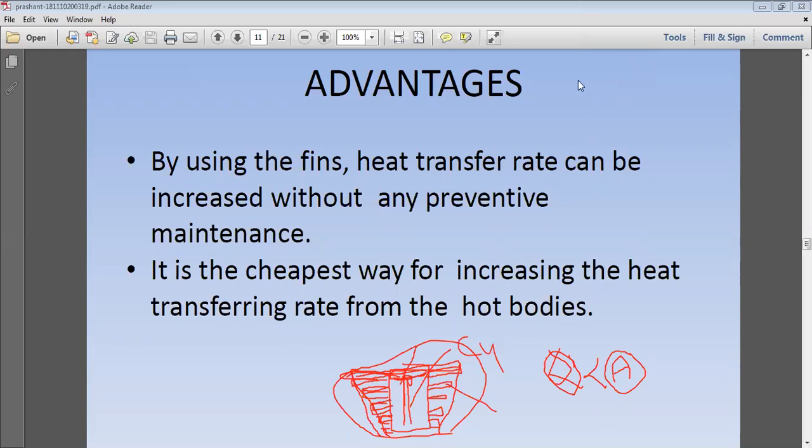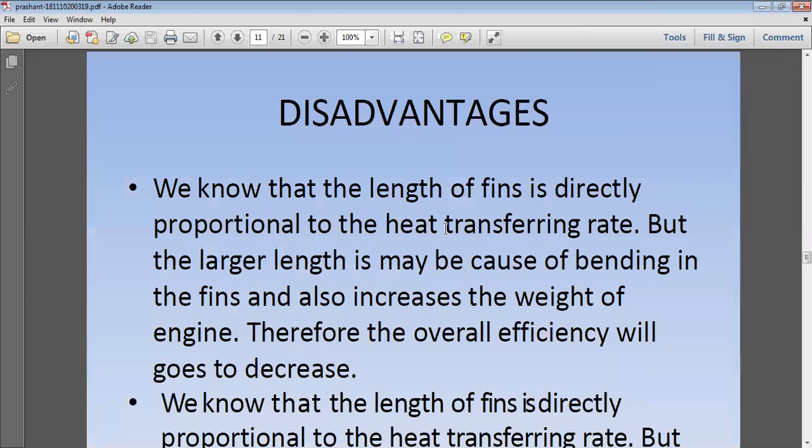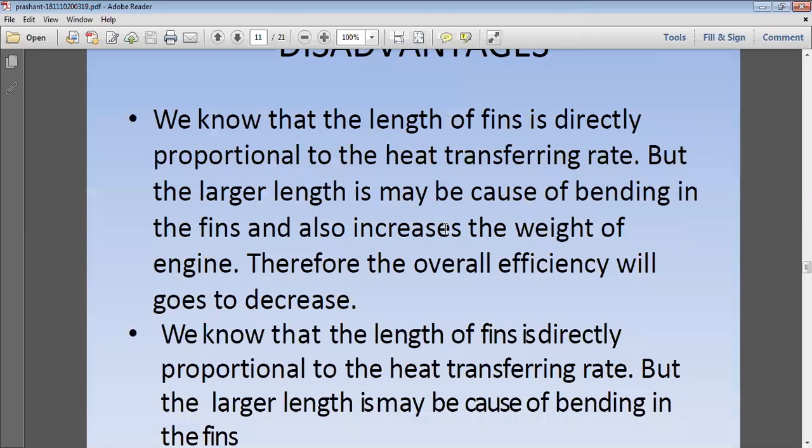Next, coming to the second one, the disadvantage. What is the disadvantage of these fins? We know that the length of the fin is directly proportional to the heat transfer rate. But if a larger length of the fin is considered, it leads to bending in the fins if you keep on increasing the length.